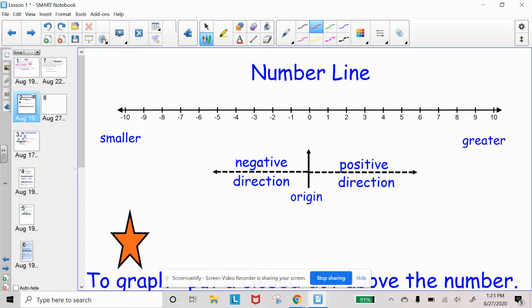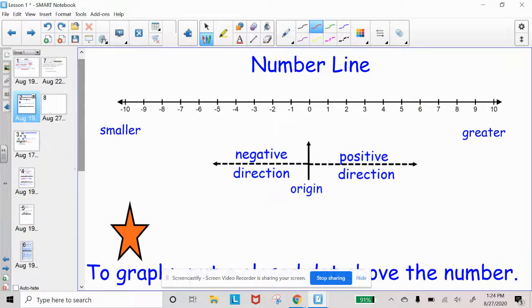Okay, so when you're looking at a number line, remember that to the right is positive and to the left is negative from the origin. The origin is located at 0. All right, so anything to the right is greater. So I could say that 10 is greater than 4. Anything to the left is smaller, so I can say negative 10 is less than negative 5 because negative 10 is farther to the left. So it's even smaller than negative 5.